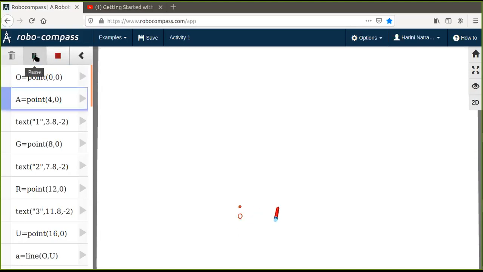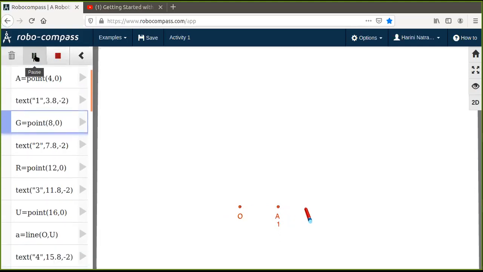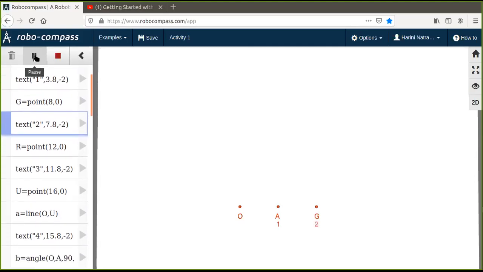Then I go to a distance of 5 centimeters and mark the second point, call it A. That is your 1 on the number line. So it is showing it there. Next, I will mark the next point again 5 centimeters away and mark it as some G. This is for the procedure.